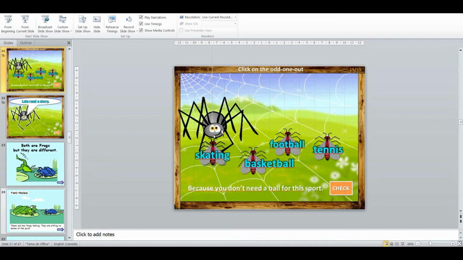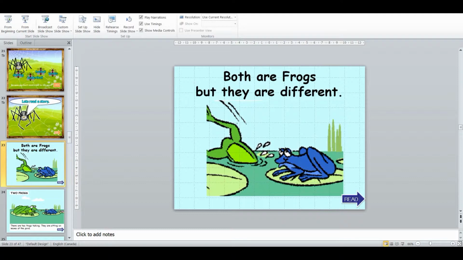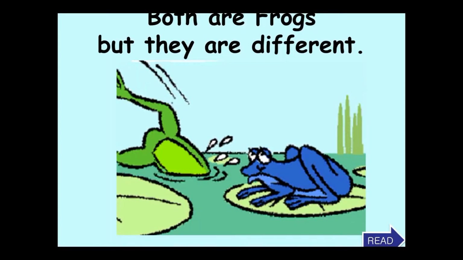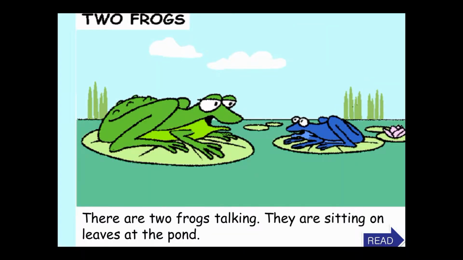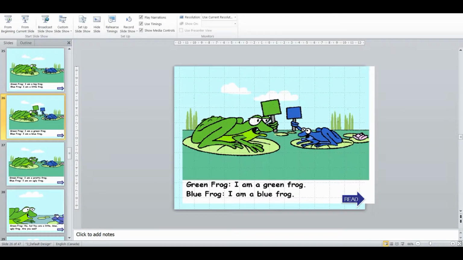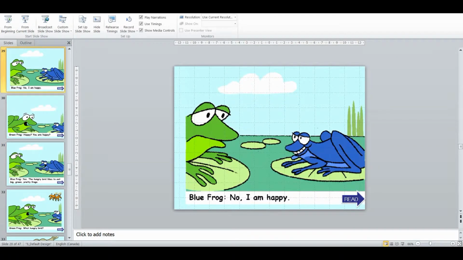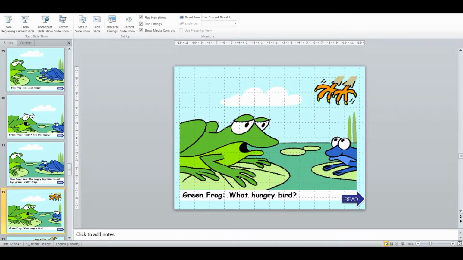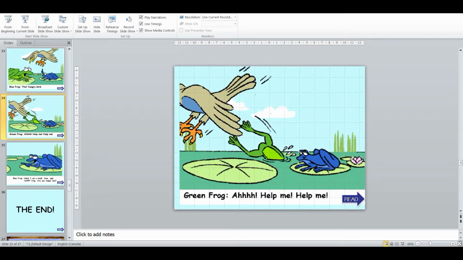So after we do the activity of the odd one out, what is different, we'll then read a story. So as we're reading this story, I'll be pointing out and asking the students to tell me what is different. So they're both talking, but how is this frog different from this frog? So we'll read, but then we'll also look, oh, this one's different because it's green, this one's different because it's blue, etc. And it's a pretty funny little story, and they always laugh towards the end when they're talking about this bird.